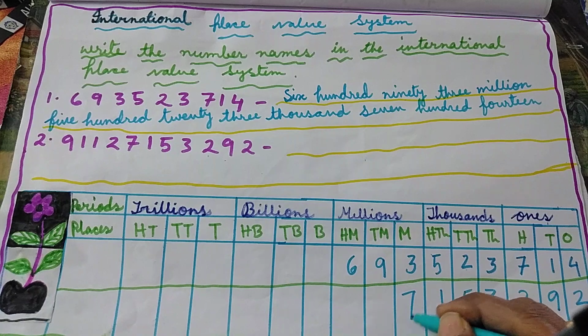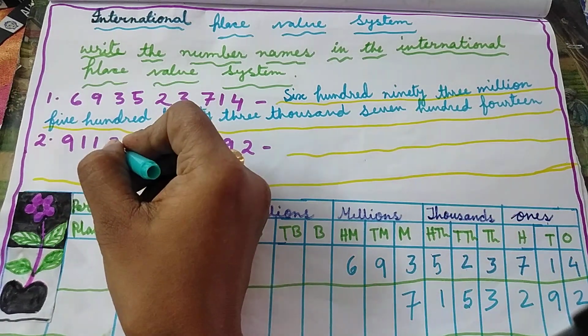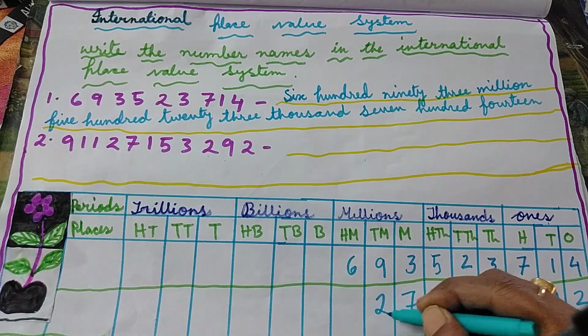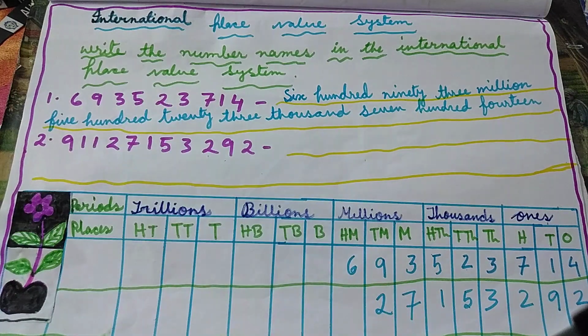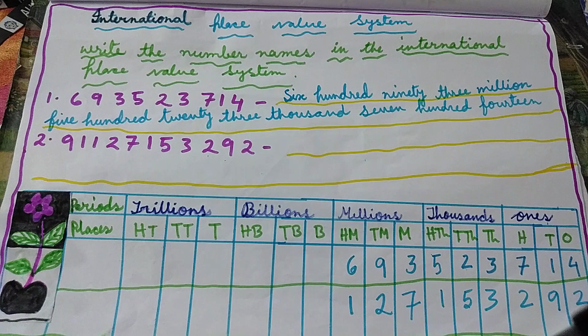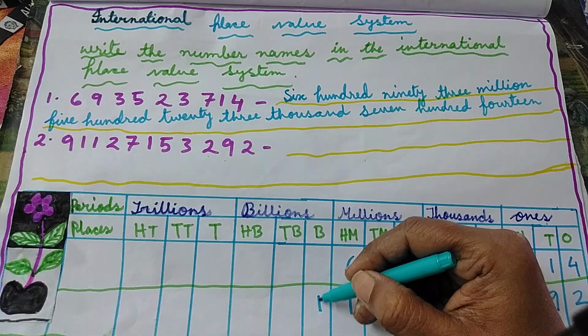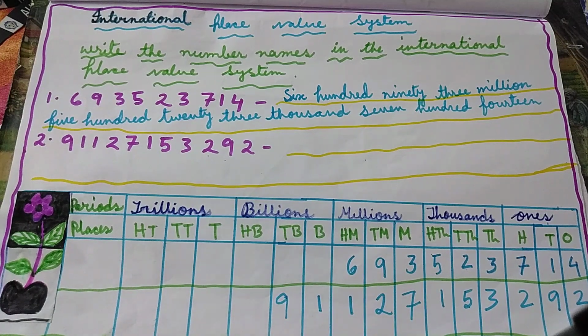7. Write 7 in millions place. 2. Write 2 in 10 millions place. 1 in 100 millions place. Again 1. Write in billions place. 9. Write 9 in 10 billions place. Okay. Now write this number in words.